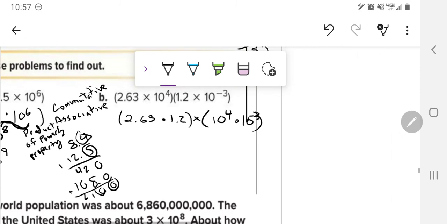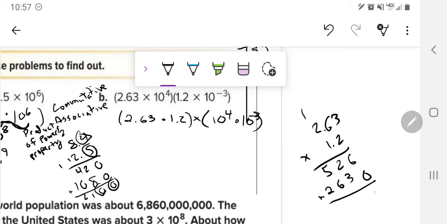All right, I need some space to do my scratch work here. 2.63 times 1.2, that gives us 6, 12, carry 5 there, and then we get 263. Add them up. All right, that gives us 31.56. Oop, wrong, Mr. Woodworth. I'm rushing because I don't want this video to be too long, but I got 1, 2, 3 decimal places this time. So my decimal is going to go 1, 2, 3 places in, and I get 3.156.